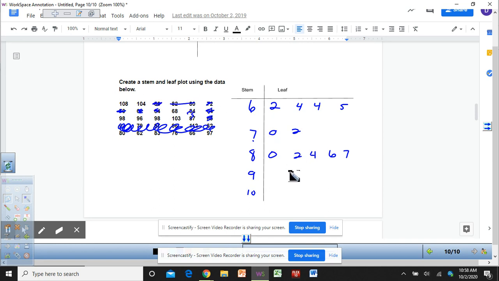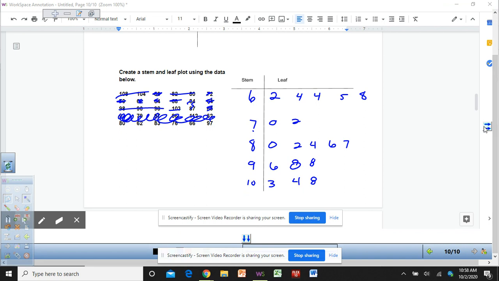Then we have our 90s. So we have 96 and 2 98s. Oh, I missed a 68 in there, so I'm just going to put that in there real quick. And then you have 103, 104, and 108. This is just another way you can analyze data, put it organized, so you don't have a bunch of random numbers all scattered. You kind of have it in order, 62, 64, 64.